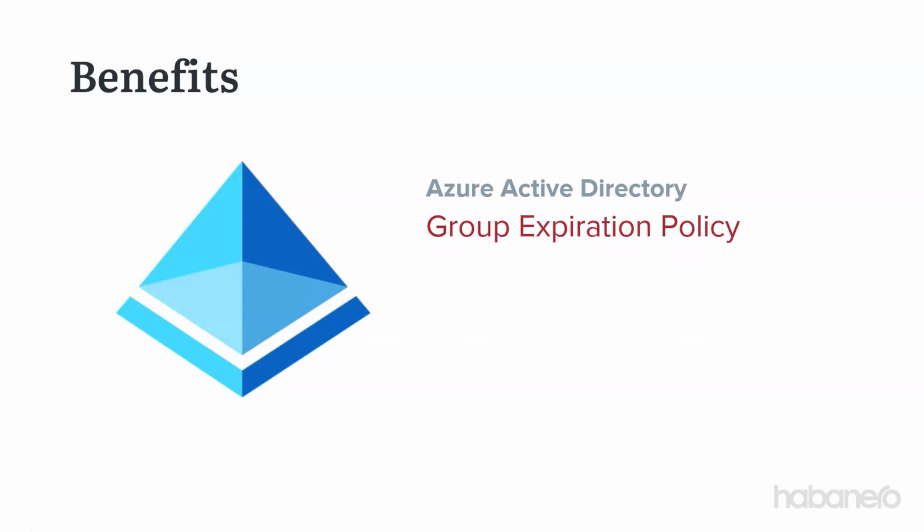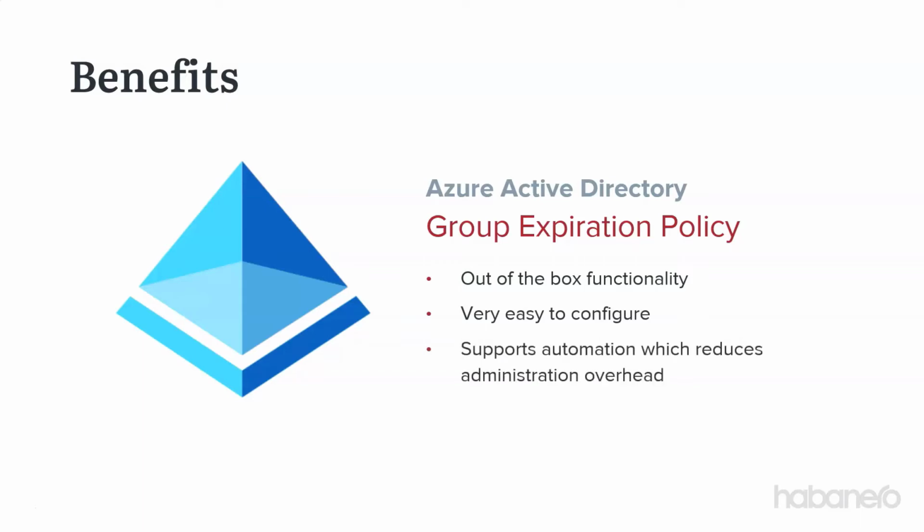So as we hop out of our demo, you can see that the group expiration policy within Azure Active Directory has some great benefits. First up, it's out-of-the-box functionality, which means it's provided by and supported by Microsoft. Then, based on our little demo, you can see that it's very easy to configure. Then finally, it supports automation, which reduces administration overhead. In theory, these benefits should be a slam dunk to implement for any organization.